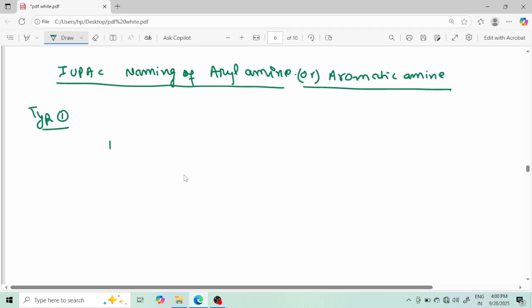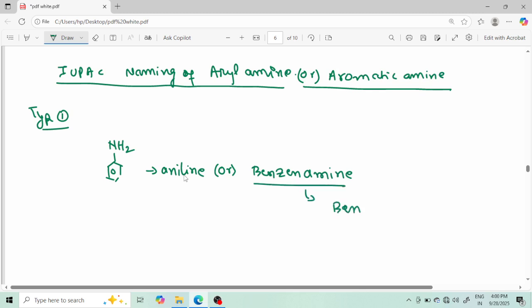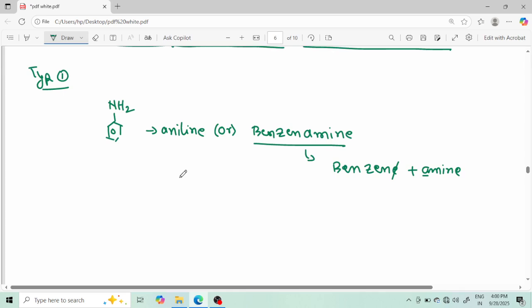Here also we divide this into two types, type 1 and type 2. Under type 1, NH2 is given. This one is aniline, right? In common name we use aniline, and in IUPAC name we can also use aniline, but in IUPAC we can also use the name benzene amine. The name is benzene, and then amine is used, but since a is used, the e will be cancelled, so that's how we get the name benzene amine. Either you use aniline or benzene amine, both are the same thing.